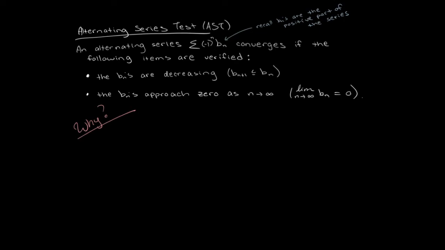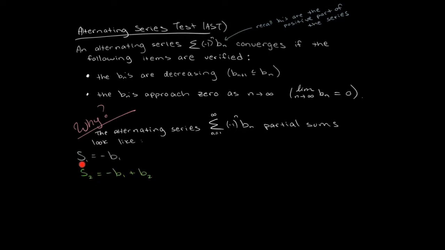Let's explore a little bit about why that's true. In order to understand it, we're going to look at the partial sums of the alternating series. The first partial sum is just the first term. The second partial sum is the sum of the first two terms. Notice that the first one is negative, the next one is positive because this is alternating. And continuing in this manner, etc.